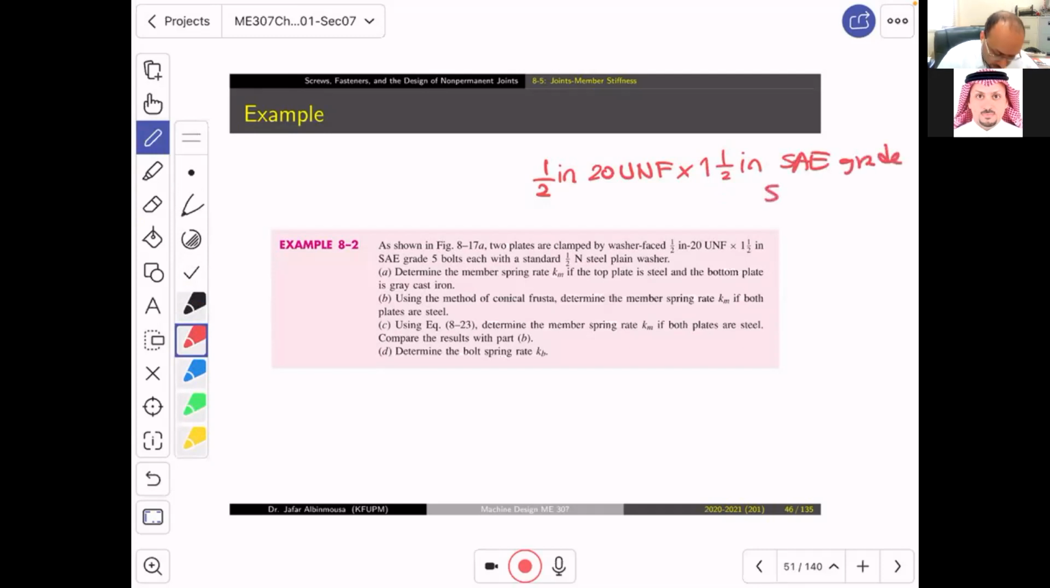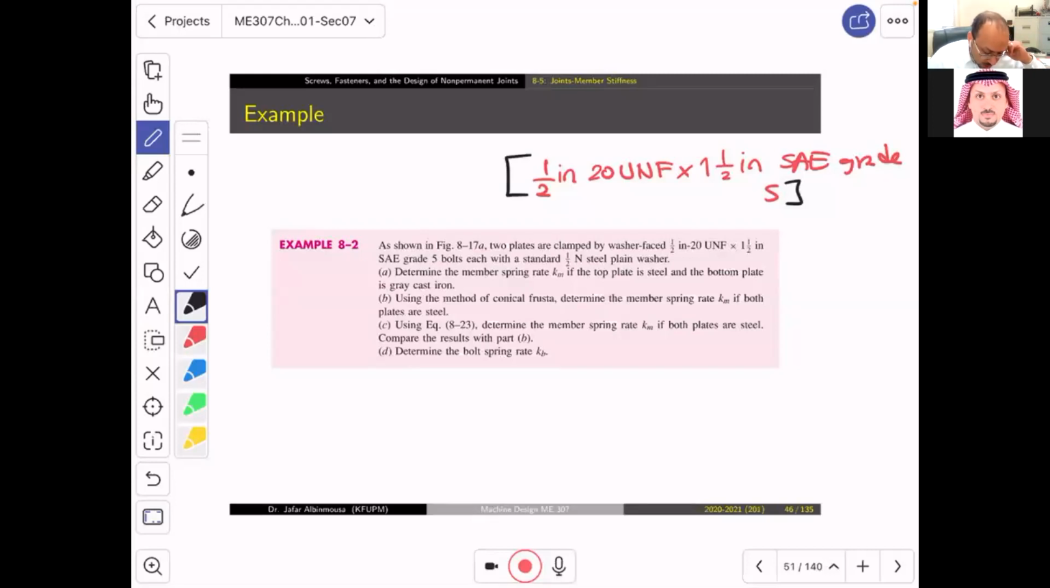grade 5. Do you know that the entire thing I wrote from here to here is actually the name of the bolt? This is like a father, a grandfather, and then a family name. This is the entire name of the bolt. But don't worry, we will teach you what this means, okay? Don't worry about it.